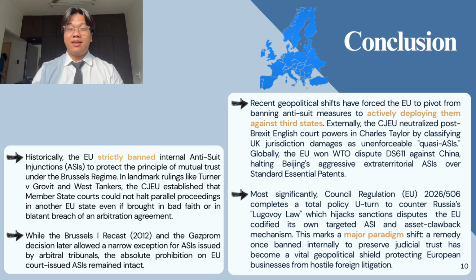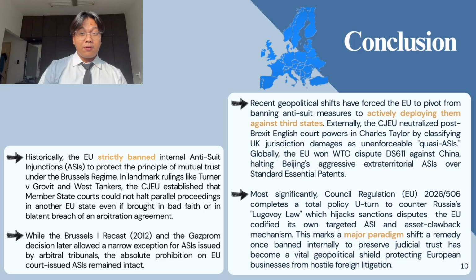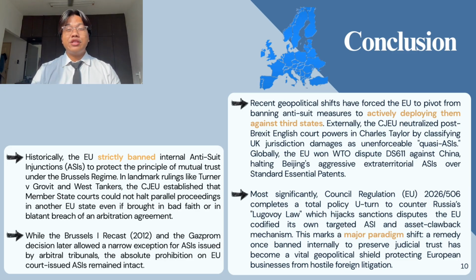As Rajawan explained, the EU historically banned internal ASIs under the Brussels regime. Rulings like Turner and West Tankers prioritized mutual trust, preventing member states from halting parallel EU proceedings, even those in bad faith. So aside from a narrow 2012 exception for arbitral tribunals in Gazprom, court-issued ASIs were frozen. However, as Jason highlighted, a geopolitical shift forced a total policy U-turn.